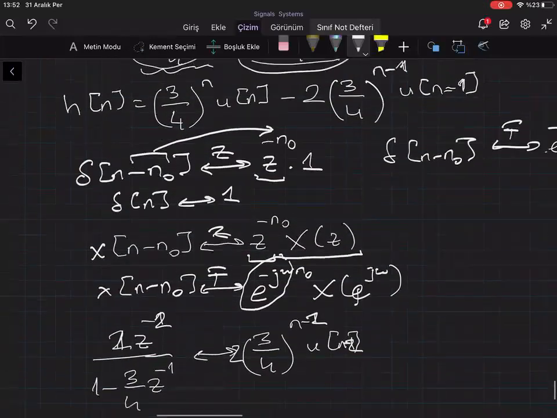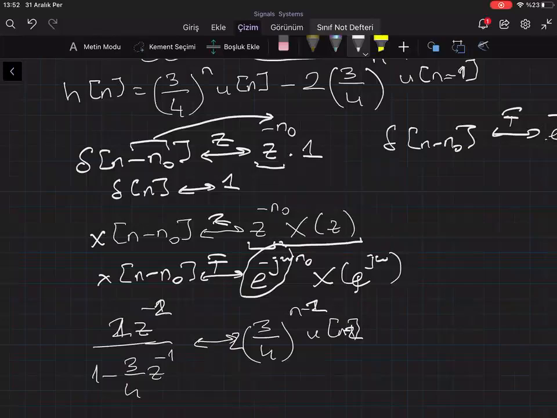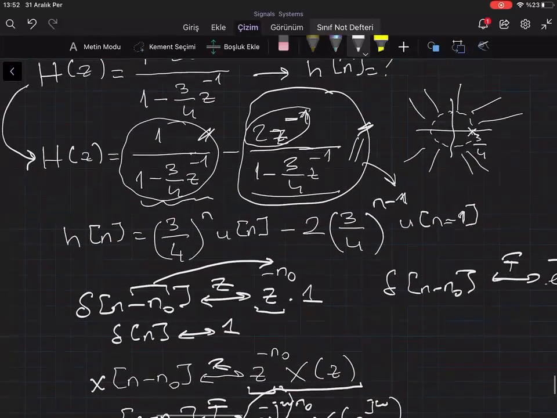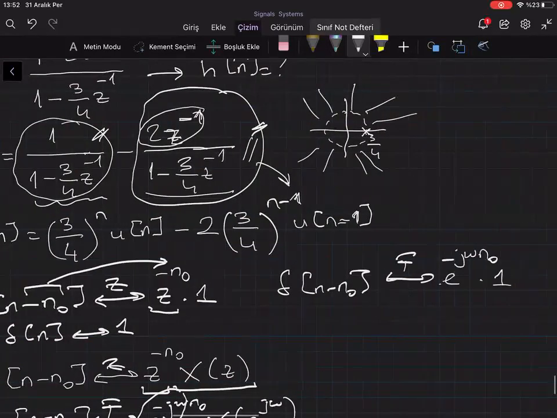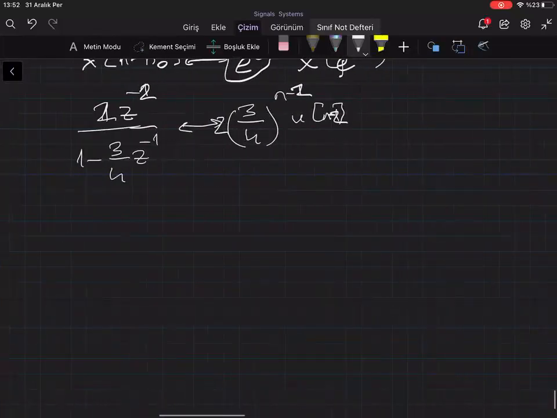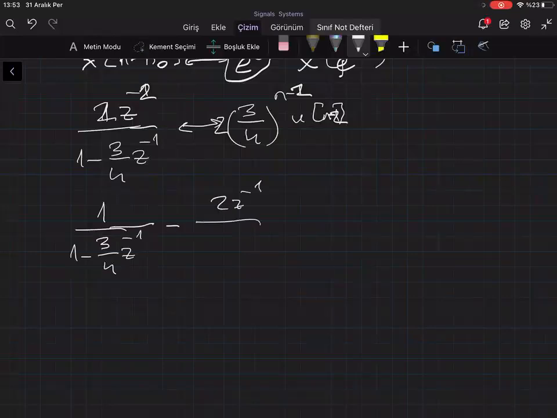Why is this not u of minus n minus 1? Because it is a right-sided sequence, right? If you check this one, when you see 1 over 1 minus 3 over 4 z to the power minus 1, and minus 2 z to the power minus 1 over 1 minus 3 over 4 z to the power minus 1, why are we writing both of them as right-sided sequences? That's what you're asking, I guess.